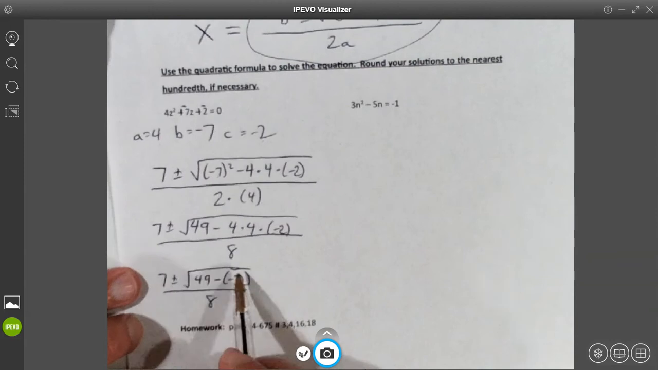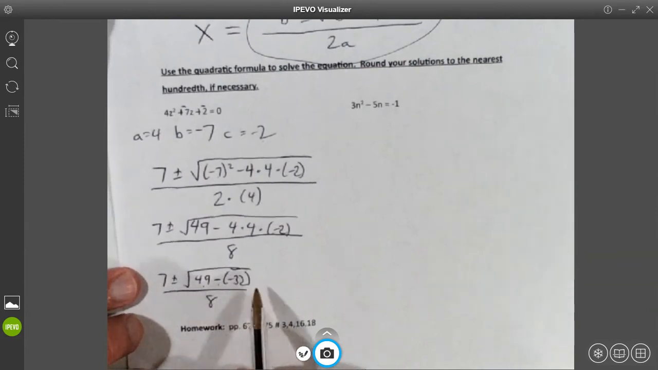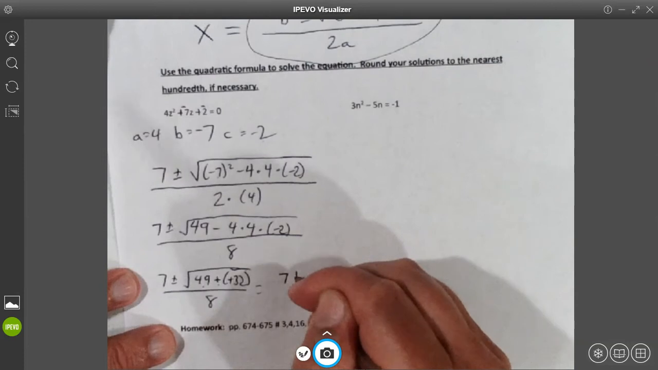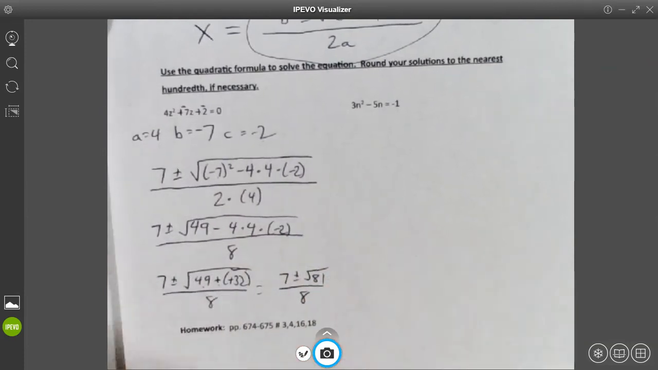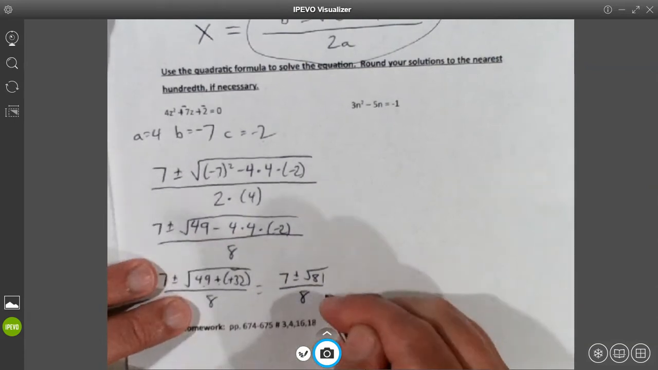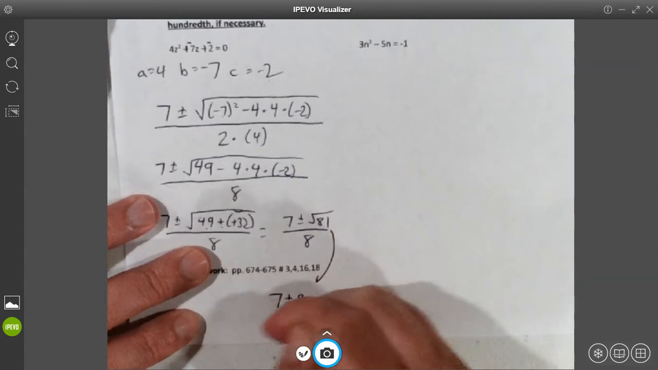Now I'm still working underneath the grouping symbol. So underneath the grouping symbol, I want to do 49 minus -32, or I could look at that as 49 plus 32. So that is 7 plus or minus the square root of 81 over 8, or divided by 8. Probably a better way to say that. And now the square root of 81 is 9. And I'm going to continue this down here. So I've got 7 plus or minus 9 over 8.